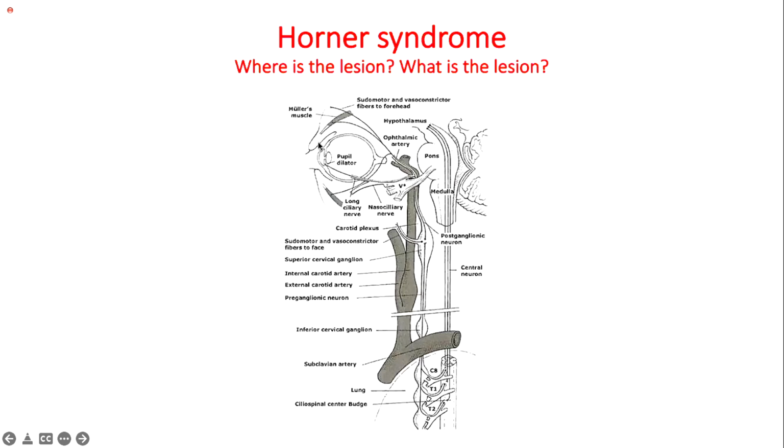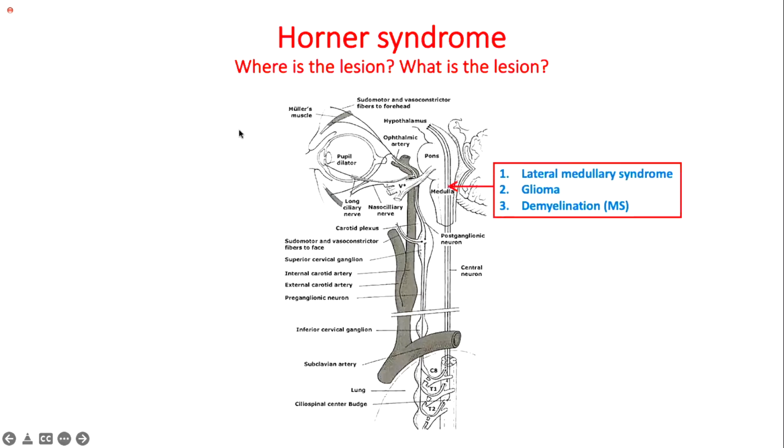Because all you see in the patient is a partial drooping of the eyelid and a small pupil. The rest is for you to localize. So if you look at this, the lesion can be in the medulla, which is a lateral medullary syndrome, like a stroke, posterior inferior cerebellar artery infarct. Could be a glioma in the brainstem. Or it could be, like we learned, multiple sclerosis.